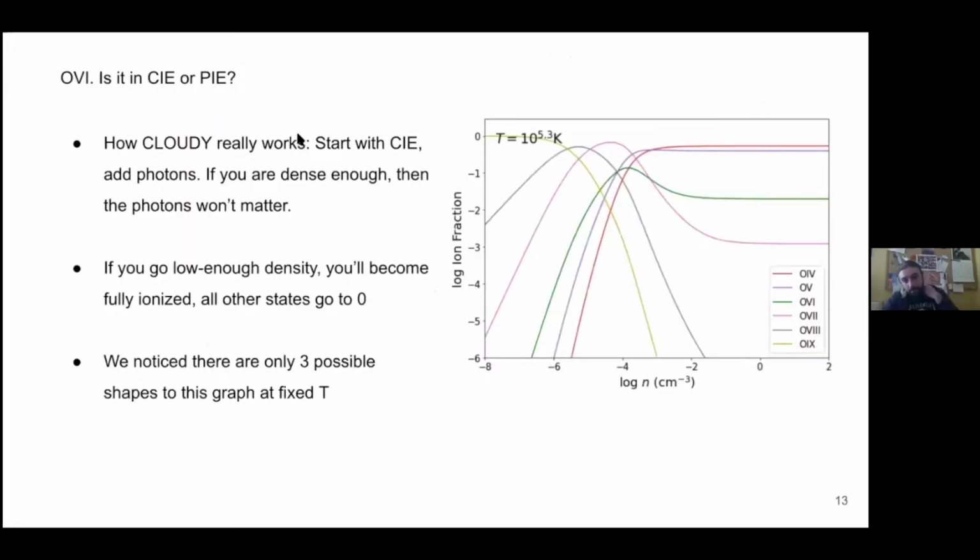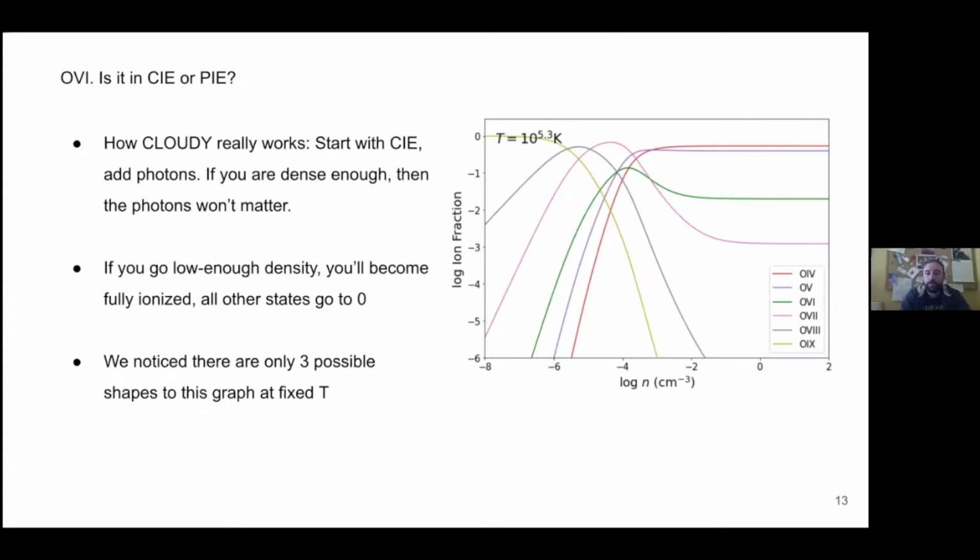And the way we're going to do that is we're going to look at how Cloudy actually operates. So what Cloudy does, we're tracing the steps of Cloudy. They start with collisional ionization equilibrium. So you choose a temperature, it populates according to that temperature, and then you add photons according to the density. So how many photons you get per atom is going to equal the density, basically. And so if you're dense enough, the photons don't matter.